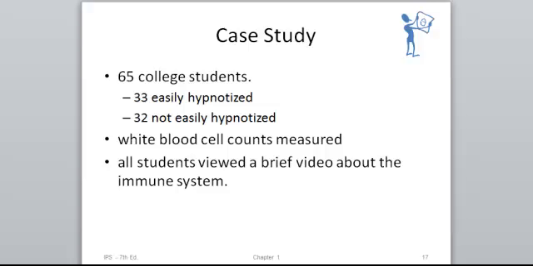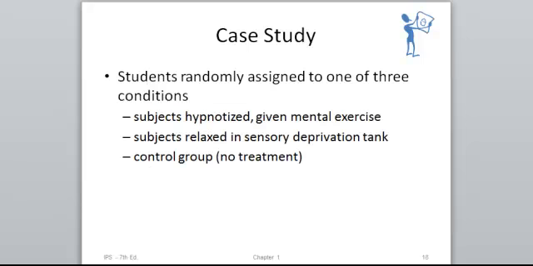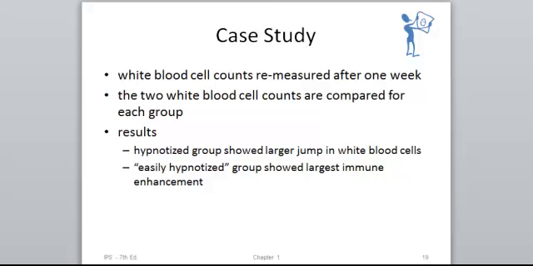Their white blood cell counts were measured, and all students viewed a brief video about the immune system. Now, students were randomly assigned to one of 3 conditions. Subjects hypnotized given mental exercise, subjects relaxed in a sensory deprivation tank, and a control group, no treatment. White blood cell counts were remeasured after 1 week. The 2 white blood cell counts were compared.